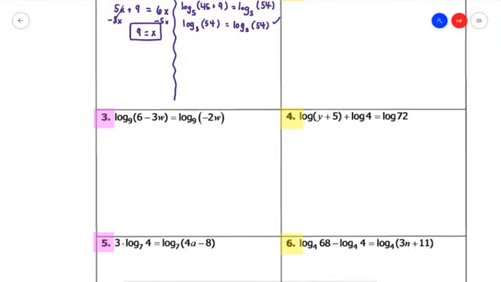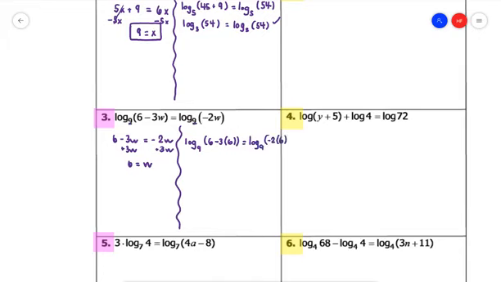Then on number 3, we're going to check that we don't have to condense anything, which I don't see anything that we would need to condense. Then we would check that the bases are the same, and they are. So we'll set the other parts equal to each other and solve for that variable. So we get that w is 6. So log base 9 of 6 minus 3 times 6 equals log base 9 of negative 2 times 6.